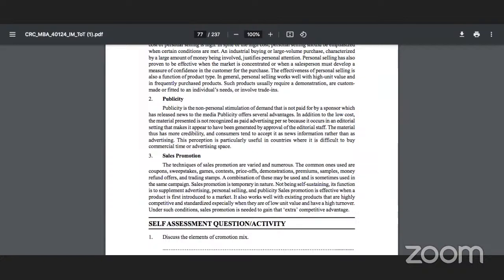It is particularly useful in countries where it's difficult to buy commercial time or advertising space. It can also be a case where it is a small company which is, say, in its early startup mode and may not have the means to go for proper advertising.